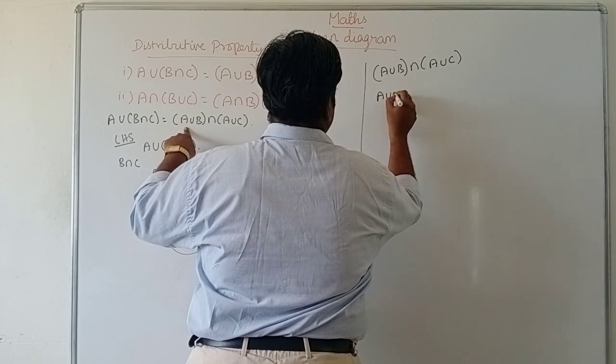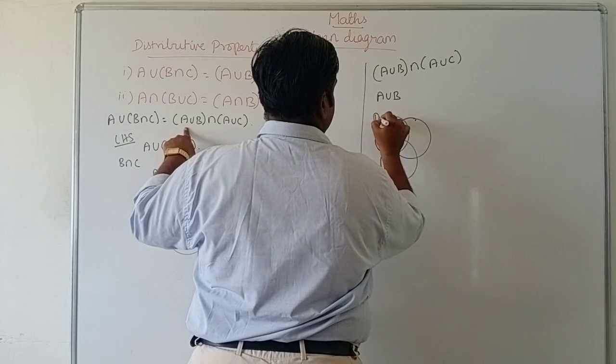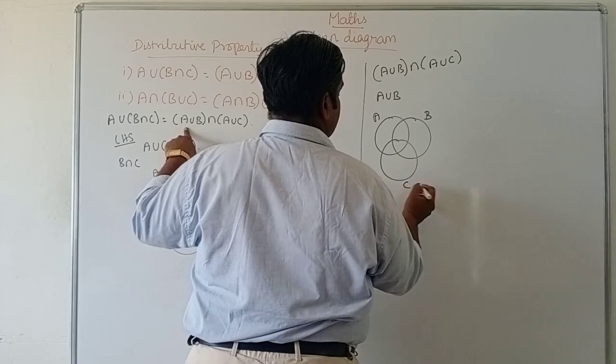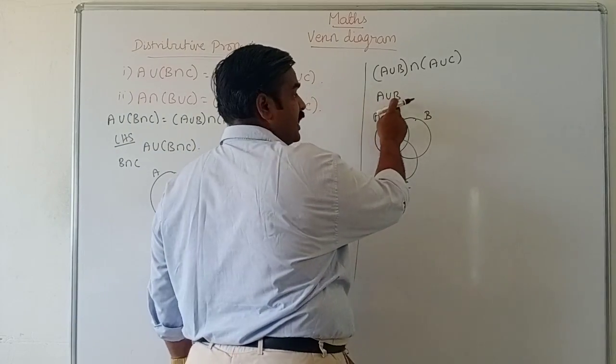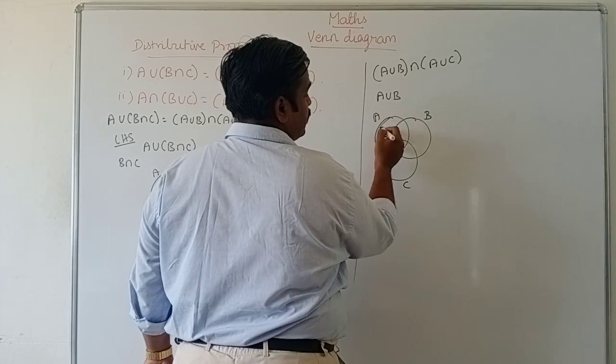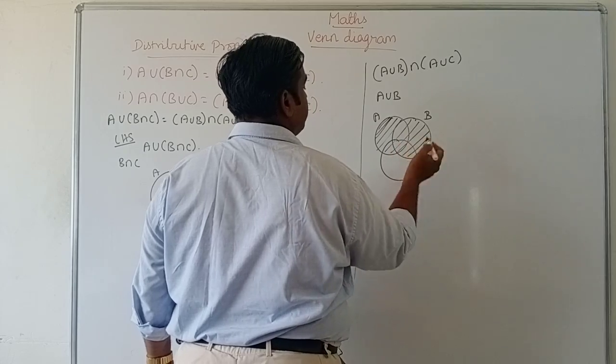First you need to take what? A union B. Solve what is inside the brackets. Take this as A, this as B, and this one as C. A union B. What do you mean by A union B? You have to draw both A as well as B. Shade both A and B like this completely.